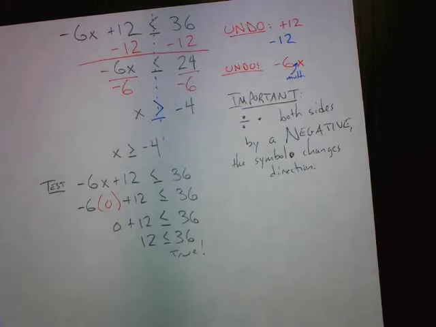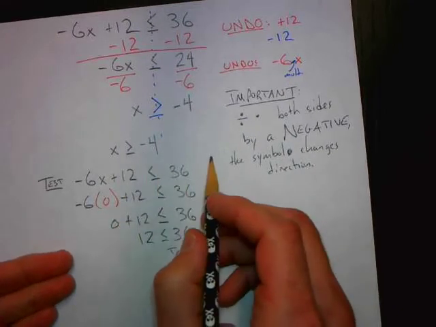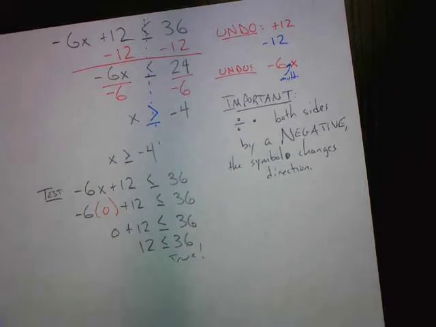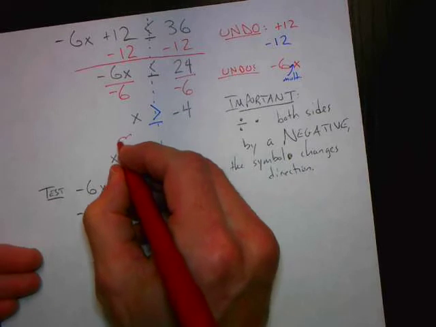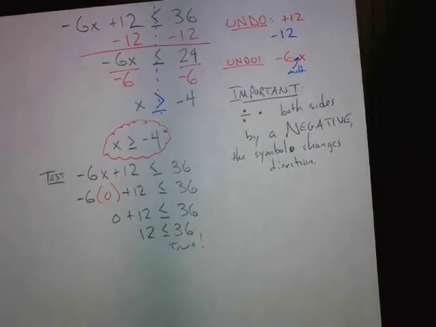And again, the values for the variables that make the statement true. So x is greater than or equal to negative 4. That means x is any number greater than or equal to negative 4. And that's what this symbol means. X is everything greater than or equal to negative 4. And that's what would make the inequality statement true.